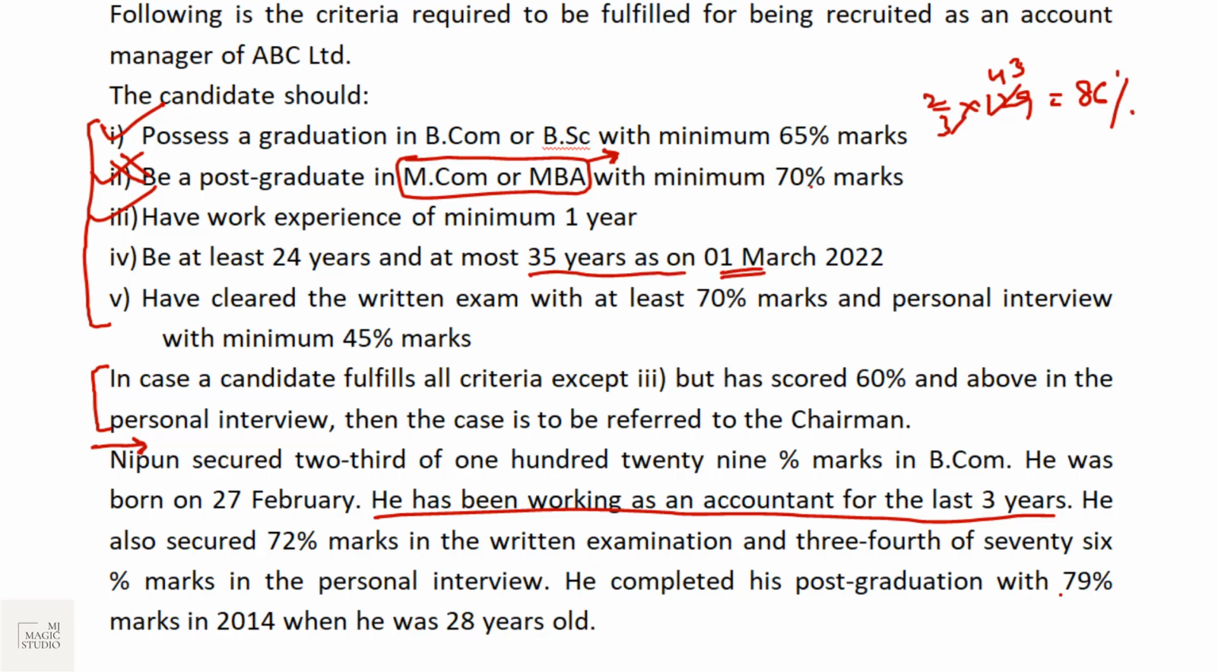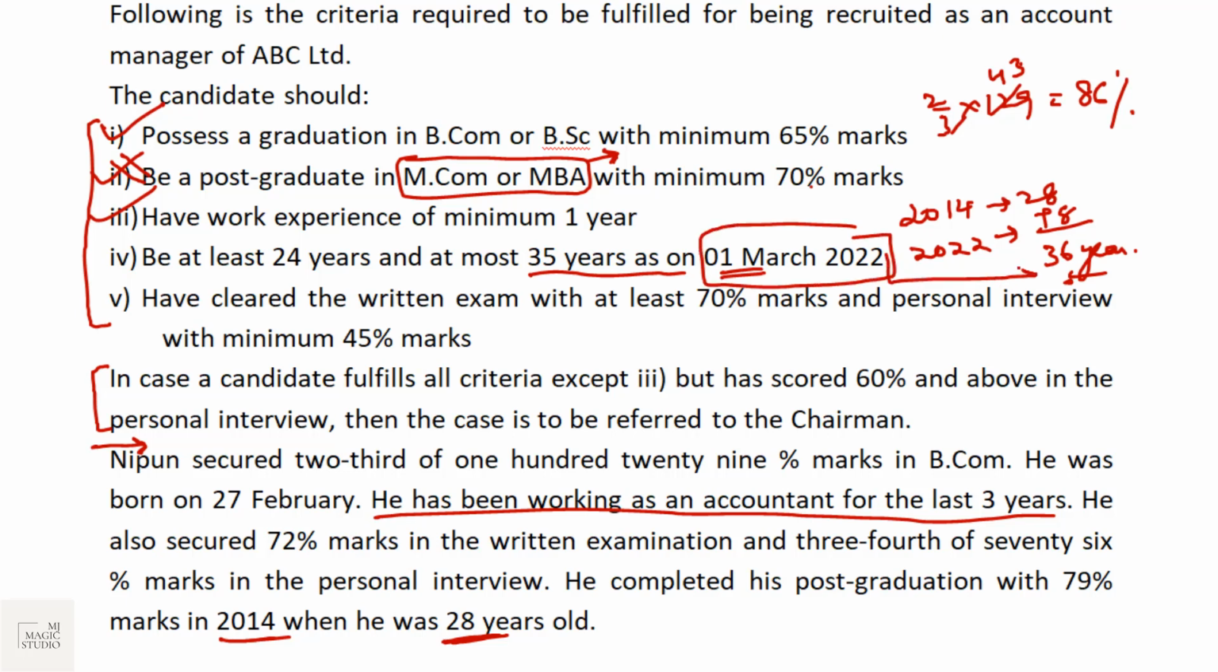Be at least 24 years and at most 35 years as on 1st March. He completed his post-graduation in 2014 when he was 28 years old. In 2014 he was 28 years old, till 2022 it is like 8 years. 28 plus 8 is 36 years. That means on 1st March 2022, he is actually 36 years old.